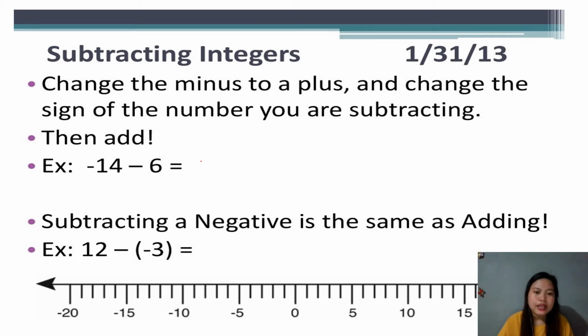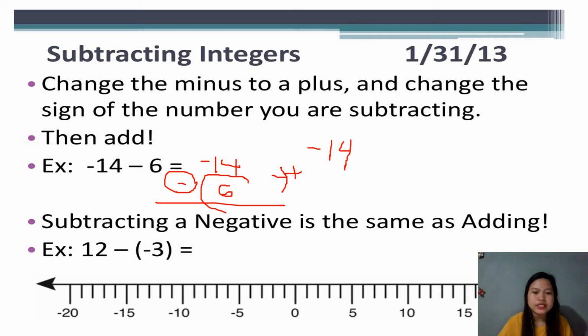Okay, we copy negative 14. Negative 14 minus 6, but 6 is positive. What does that mean? This is negative 14, and it says to change the minus to plus, so we change this to a plus. And we change the sign of the number below. The 6 is positive, so it becomes negative 6. And then we add.